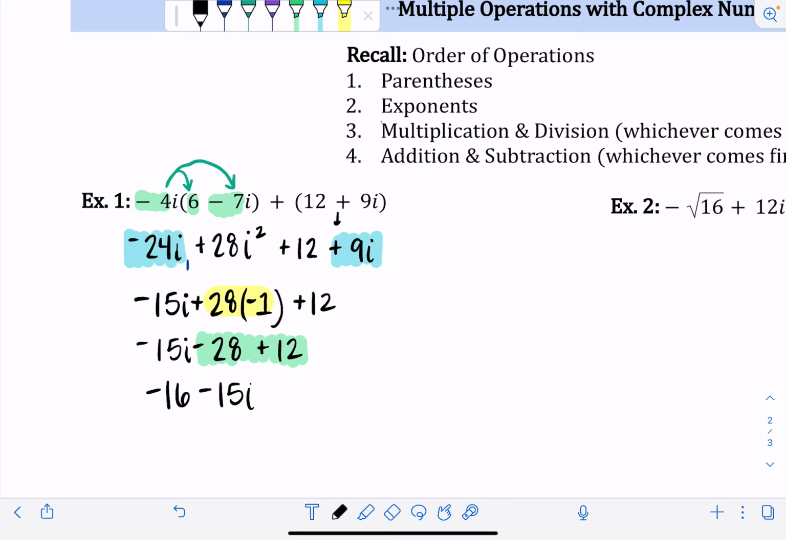And you can do this in another step if you want. Just remember, you always want to write your final answer as the real part first, the imaginary part second. So negative 16 minus 15i.